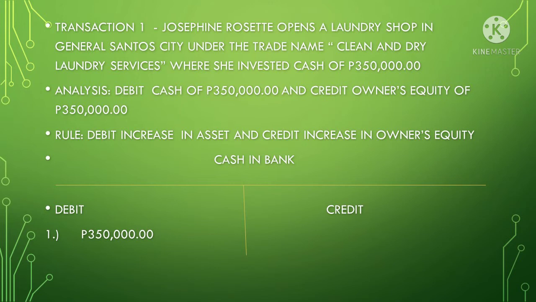Okay, for transaction number 1. Josephine Receipt opens a laundry shop in General Santos City under the trade name Clean and Dry Laundry Services, where she invested the cash of 350,000 pesos.